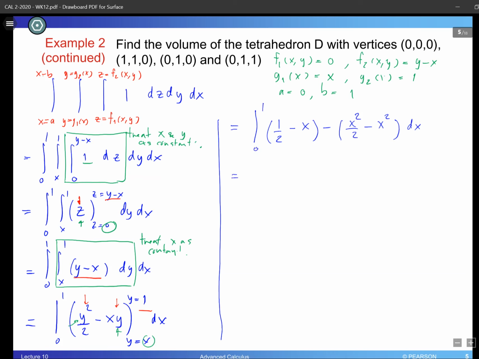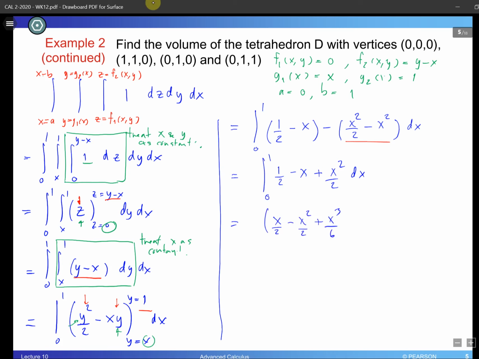So let's combine all these terms. I'm going to get 1 over 2, alright, minus x, and then minus x squared over 2 plus x squared. Okay, cancel these terms. And after that, you can perform the integration with respect to x, 0 to 1, dx right here. Okay, so this should be easy. Integrate this with respect to x. We get x over 2 minus x squared over 2, plus x cubed over 6.